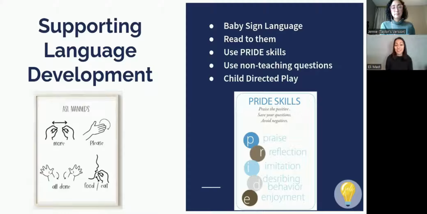That's a great alternative to giving them some words right away when you're still working on teaching them actual verbal communications. So in addition, you can read to them. We all know reading is a great thing. We also have these things called PRIDE skills. PRIDE skills are a great way to positively promote children's language. We actually have a series on PRIDE skills in our teacher-child interaction training. So if that's something you wanted to learn more on, you can check out our website.